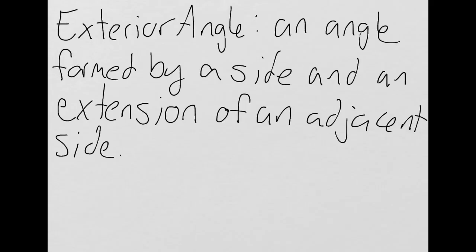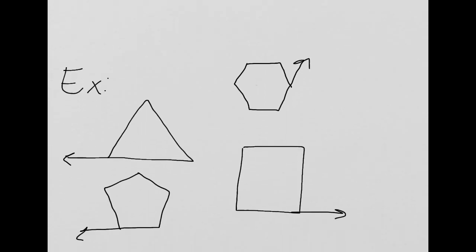Next we have some vocab. So let's talk about exterior angles of polygons. This is an angle formed by a side and an extension of an adjacent side. So this is a little bit confusing. It'll make a little bit more sense when we look at some examples.